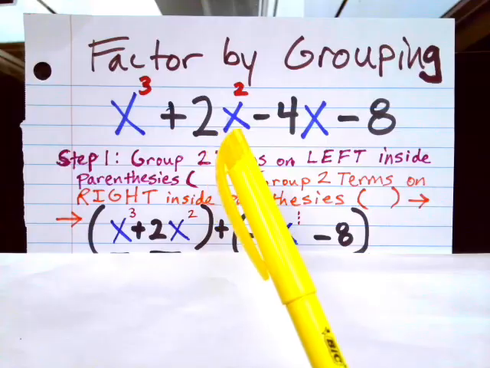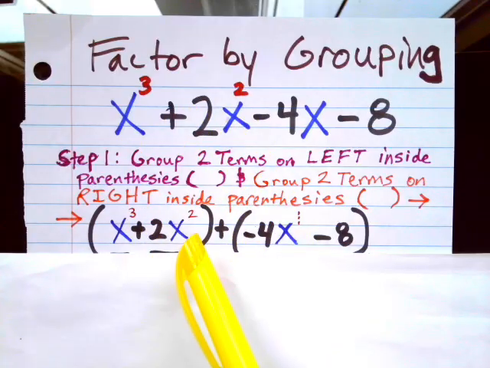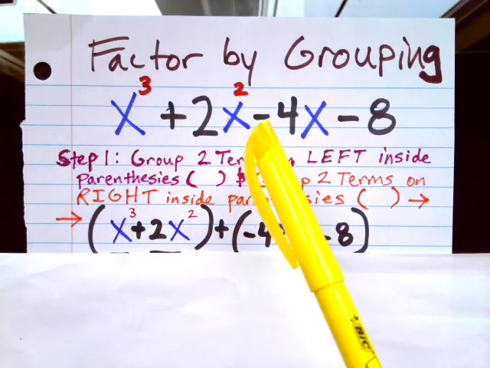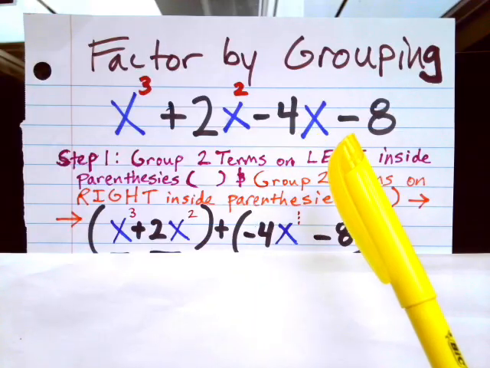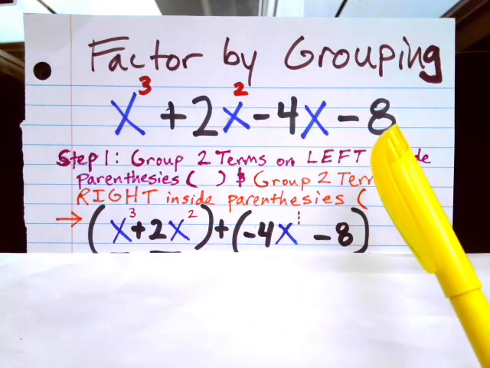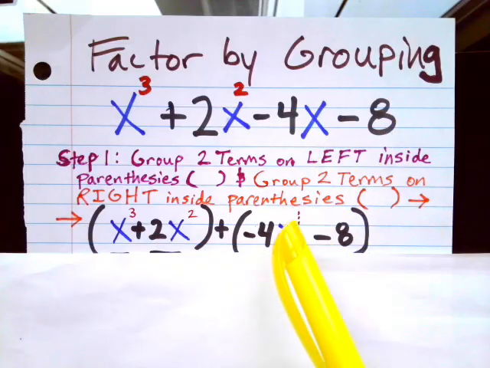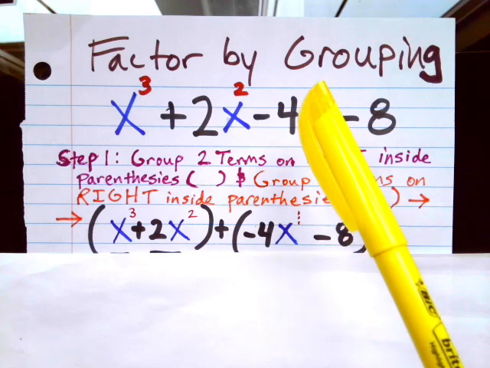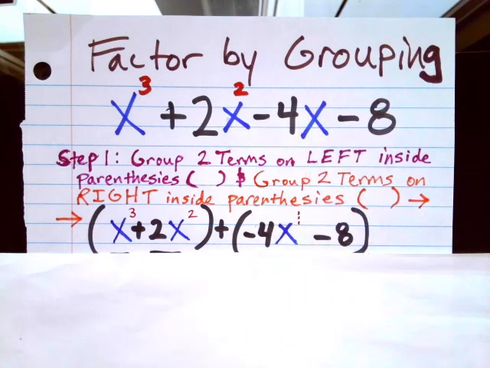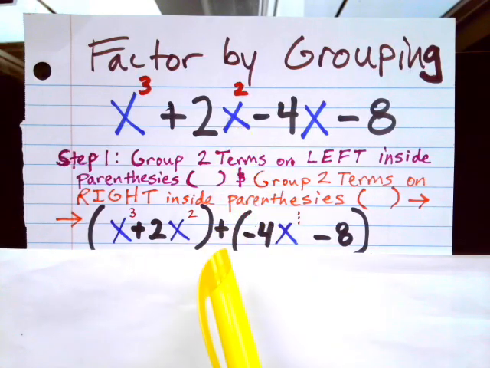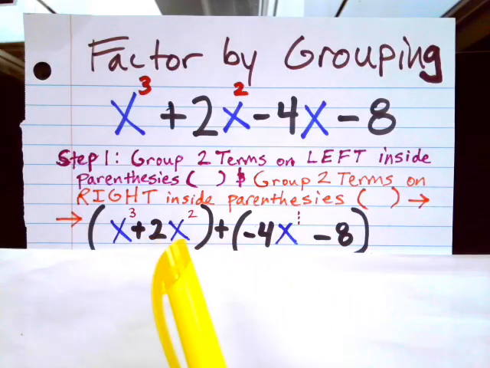x cubed plus 2x squared inside the parentheses. -4x minus or plus a -8, you can look at it, they're both the same thing, inside parentheses. I'm showing my invisible one associated to the exponent's place with this x to clarify, because I know we're going to be doing some multiplications eventually. So I want to show that invisible one. And then, of course, I'm putting a plus sign between these 2 parentheses.